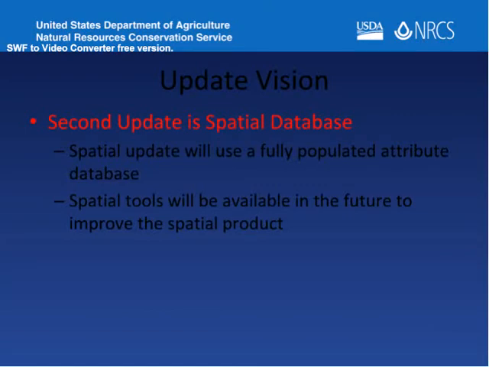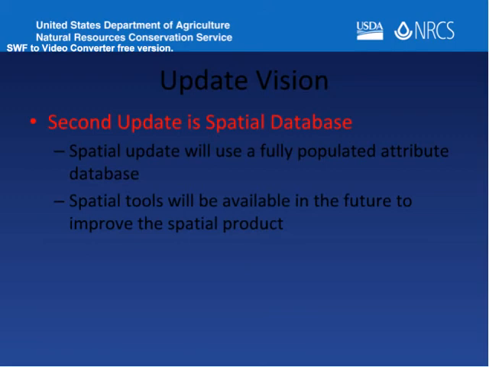The second phase of the update is going to be the spatial database. And the spatial update will look at the entire spatial area that particular map unit covers, and we'll have a fully populated attribute database that we'll be able to use to analyze that spatial data. And the intent is that by the time we have the attribute database cleaned up and basically ready for this use, we'll have a various number of spatial tools that allow us to improve that spatial product.